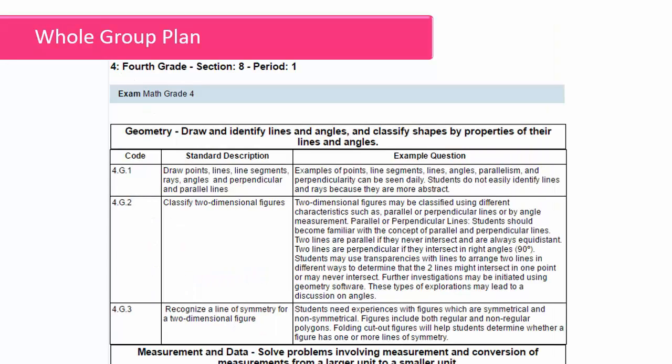The next report we're going to look at is the whole group plan. This report details when the majority of the class has not shown mastery of the performance indicators. These concepts should be incorporated in the whole group instructional plan. This report contains a description of the performance indicator with sample questions.